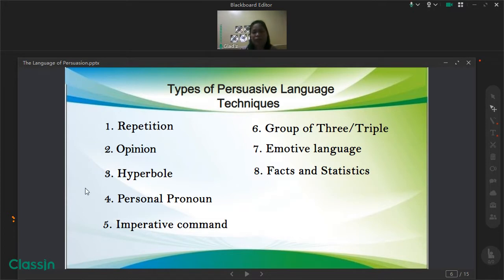Okay, and then next, number 8 is the facts and statistics, which is considered as evidence or presenting evidences. Okay, in presenting evidences, we could say that these are the facts. Statistics say, and then experts are of the opinion, or as a result. And then aside from that, in the facts and statistics, evidence or information is used to support your belief, your opinion, point of view, or propositions.